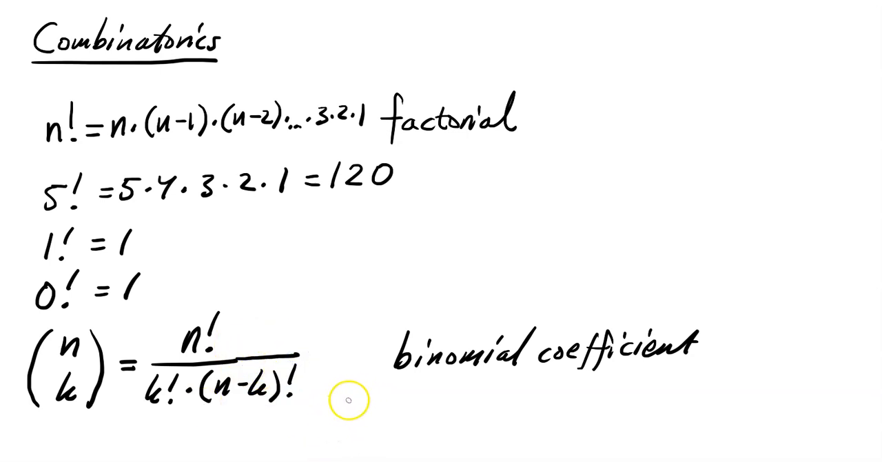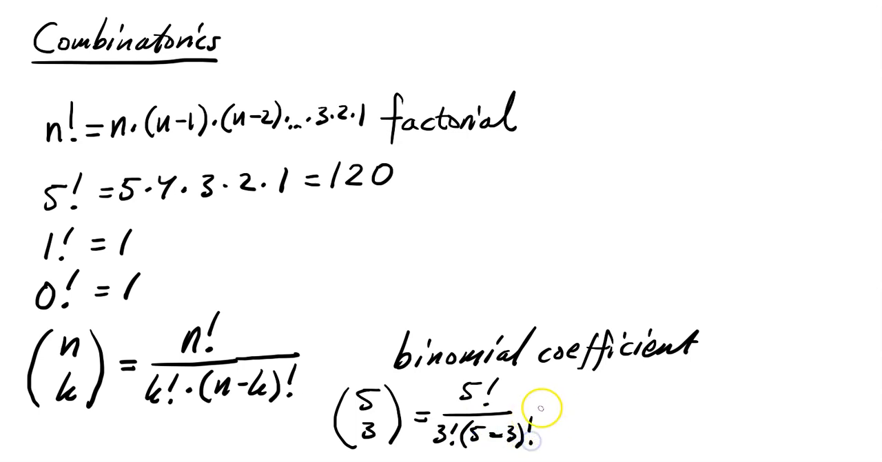Okay, so for example here, if you have 5 over 3, according to this definition, this means 5 factorial divided by 3 factorial, and this is 5 minus 3 factorial. So this is 5 times 4 times 3 times 2 times 1, this is 3 times 2 times 1, and here it says 2 factorial, so this is just 2 times 1.